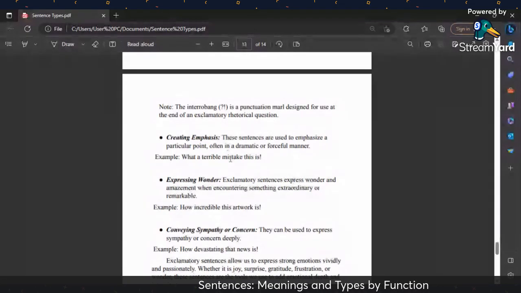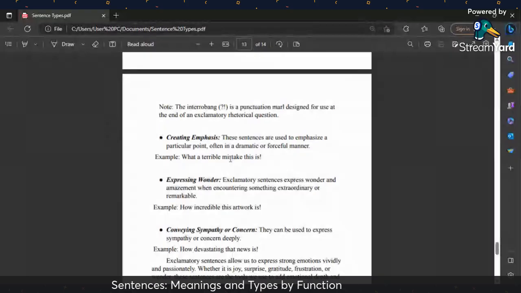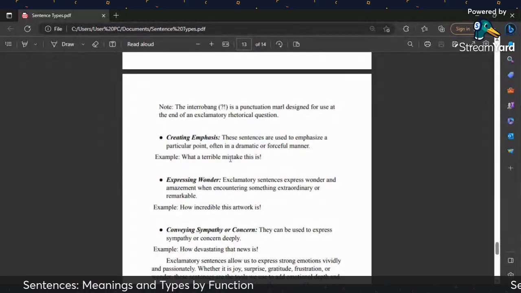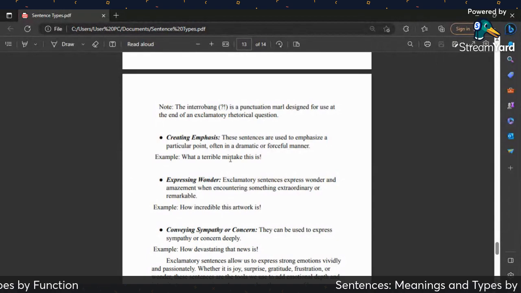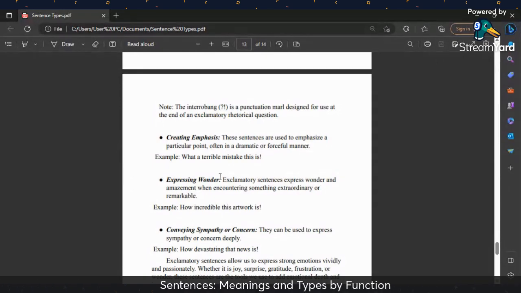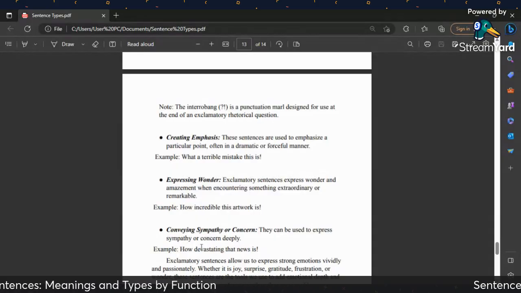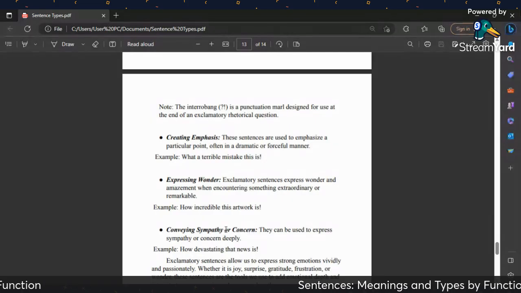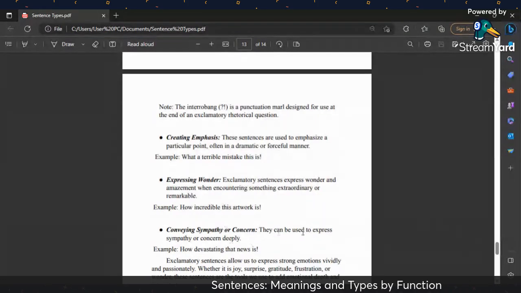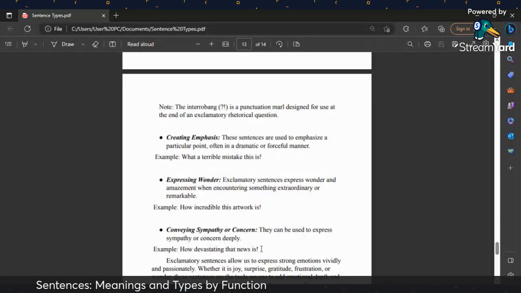Creating emphasis, you can also make use of exclamatory sentences to emphasize a point, often in a dramatic and forceful manner. What a terrible mistake this is! Expressing wonder, you can use it to express wonder or amazement. How incredible this artwork is! You can also use it to convey sympathy or concern. How devastating the news is!